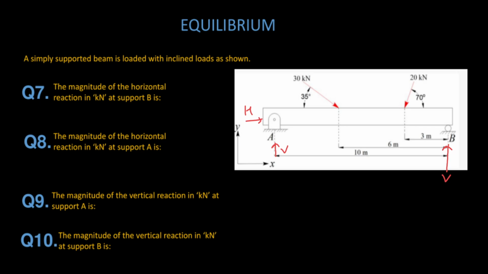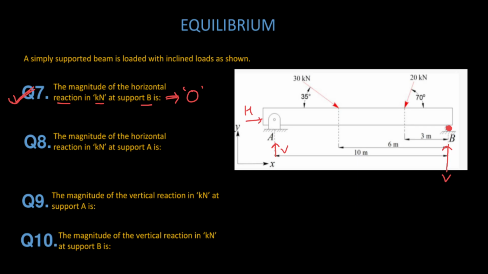Okay, so these are the support reactions for the situation. What the question asked in question 7: the magnitude of the horizontal reaction in kilonewton at support B. He is asking about the horizontal reaction for the roller support. The answer is simply 0. Such a type of question will be asked for 1 mark. Okay, no calculation required, because a roller will give only a vertical reaction.